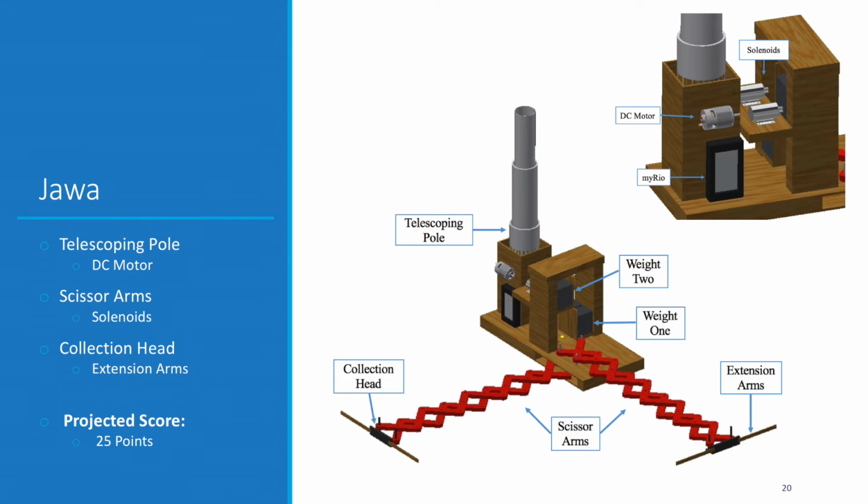Finally, the Jawa employs a scissor arm system to remove the Kong toys. To extend the scissor arms, a solenoid triggers weight 1 to drop. Each scissor arm is outfitted with a collection head with extension arms, which are triggered to extend by a string which pulls taut as the scissor arms begin to retract. To retract the scissor arms, a second solenoid triggers weight 2 to drop. Additionally, the Jawa has a telescoping pole which launches the golf ball with strings which are attached to a DC motor.